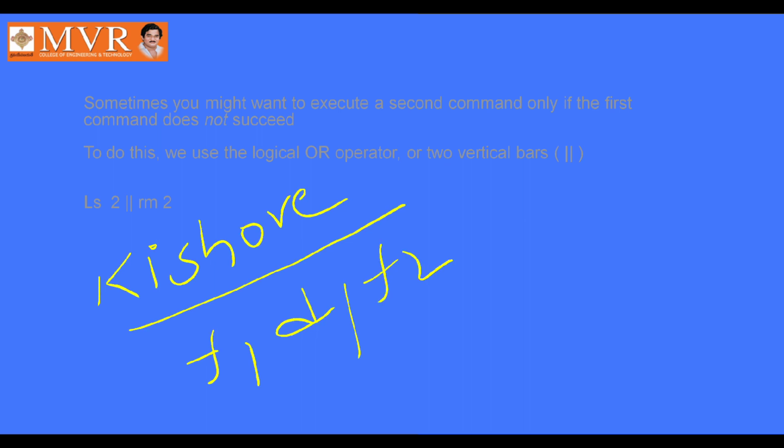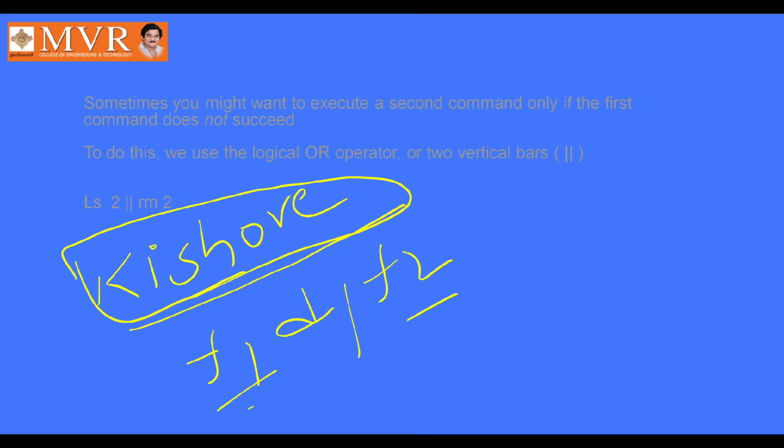Say my directory name is Kishore. Under my directory I have, say for example, 2 files and 1 folder. That is f1 and f2 files, and then a d1 folder. Again this d1 folder contains some files, say f3 and f4. Got it? See the example carefully, it is very important.